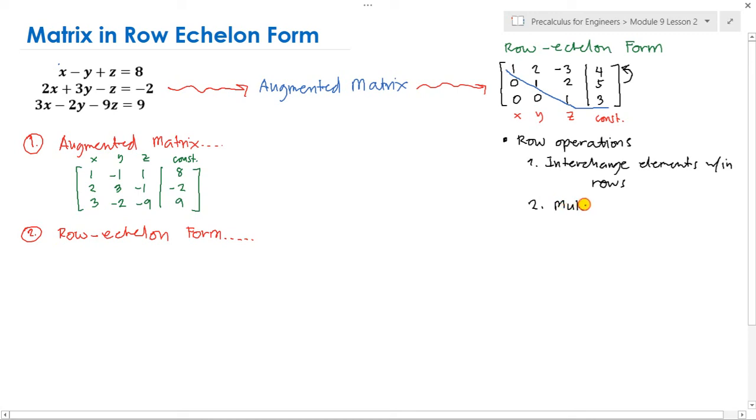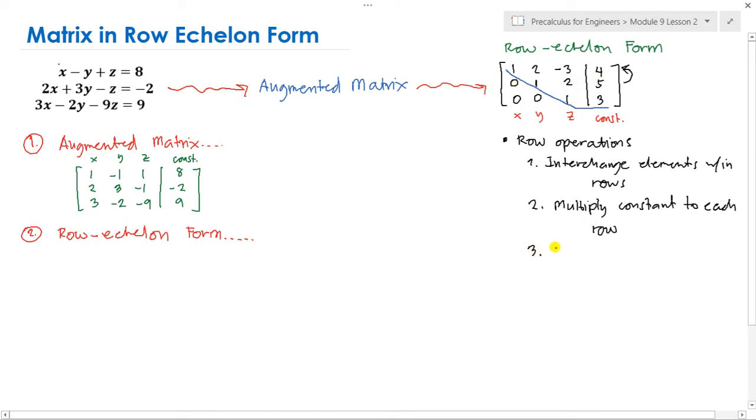So you can multiply a constant to each row of our matrix. To each row in our matrix. Let's say the matrix row 2, I multiply it by 2. All of the elements in row 2 get multiplied.